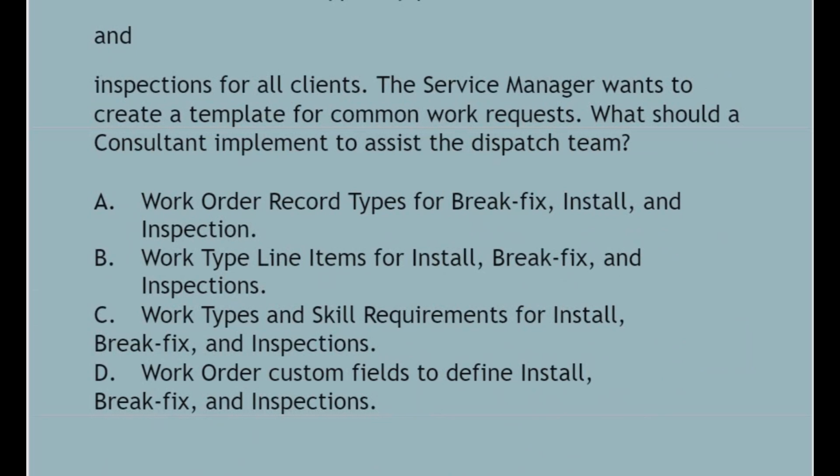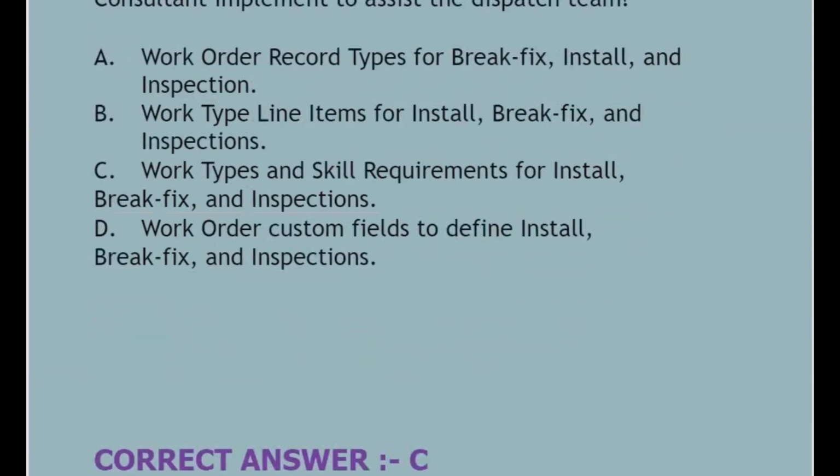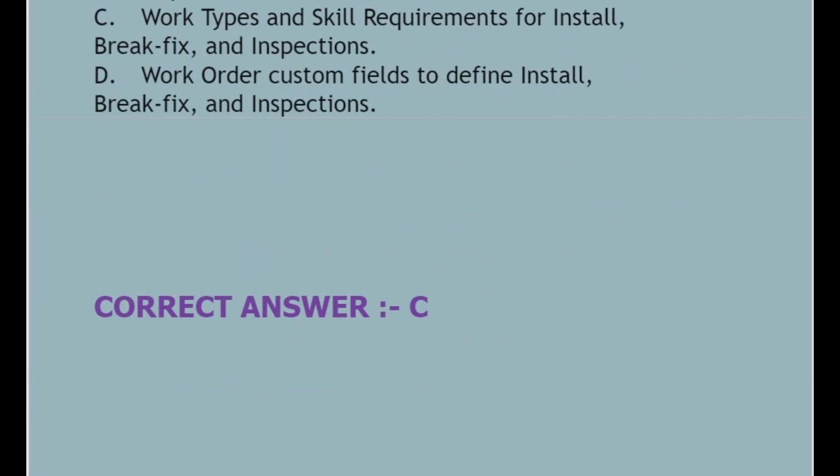Option A, work order record types for break fix, install, and inspection. Option B, work type line items for install, break fix, and inspections. Option C, work types and skill requirements for install, break fix, and inspections. Option D, work order custom fields to define install, break fix, and inspections. Correct answer is option C.